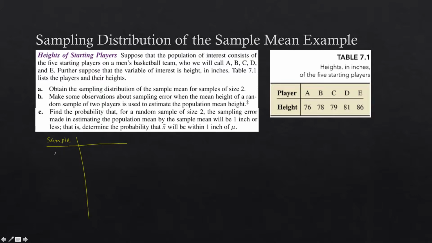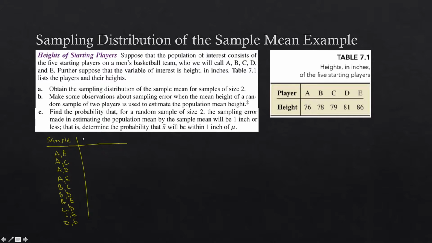I could sample player A, player B, AC, AD, AE. I could sample BC, BD, BE. I could sample CD and CE. And I could also sample DE. These are all the ways I could sample 2 out of these 5.